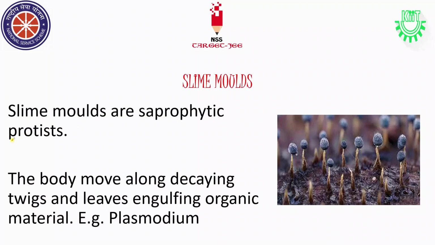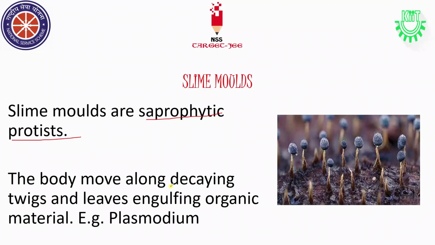Slime molds. Slime molds are saprophytic protists. The body moves along decaying twigs and leaves, engulfing organic material. Example, Plasmodium.